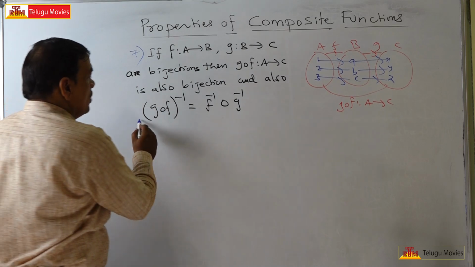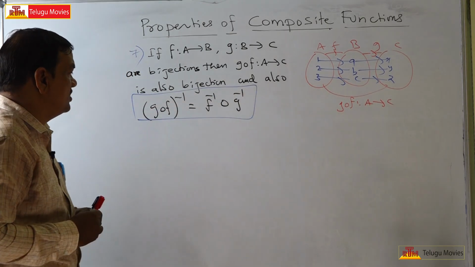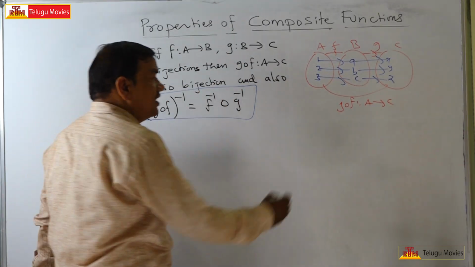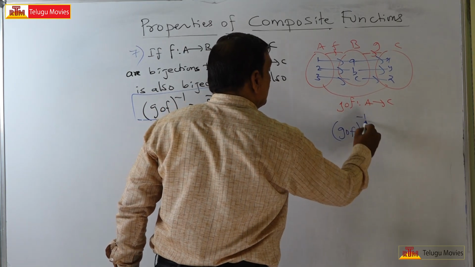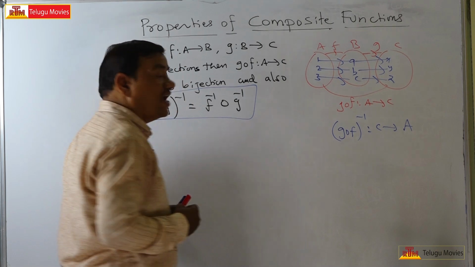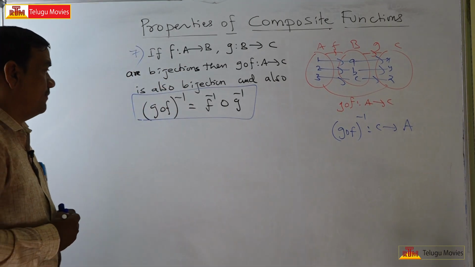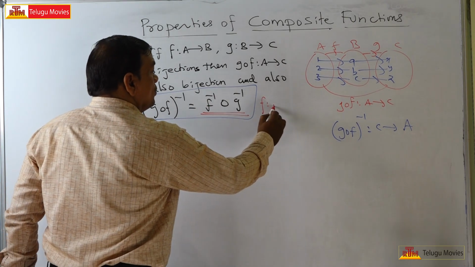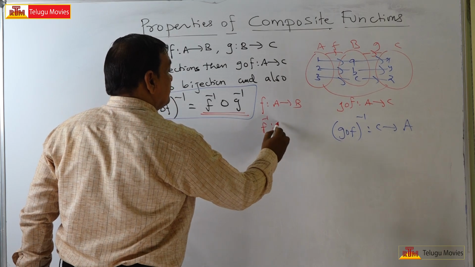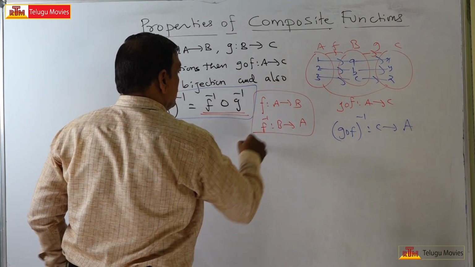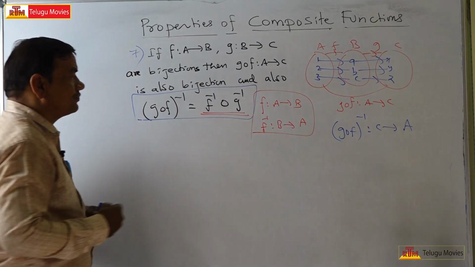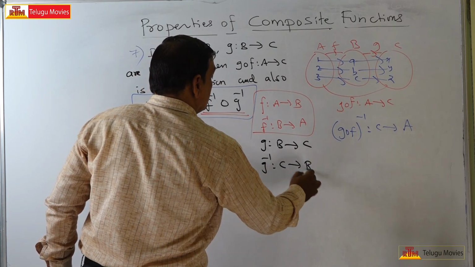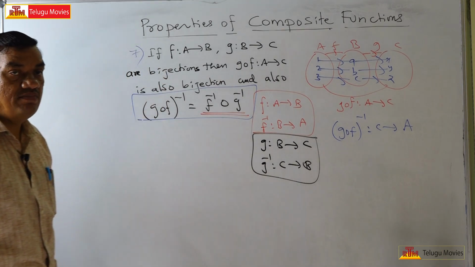Now, how to prove this? Very easy thing here. g circle f is a function from A to C. Then what about g circle f whole inverse, a function from C to A? How to prove this? Already I told that if f is from A to B, then f inverse is from B to A. Just notation. Another one: g is from B to C, then g inverse is from C to B. This is another notation.